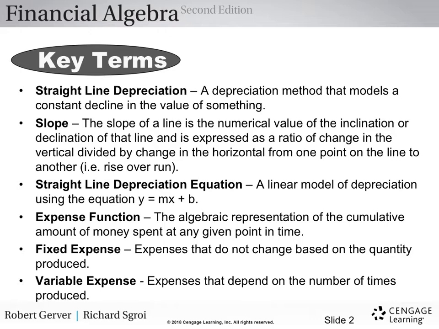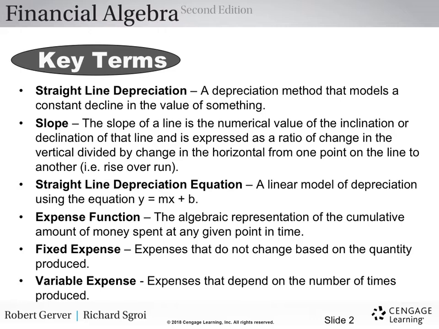The next term is expense function. This is the algebraic representation of the cumulative amount of money spent at any given point in time. The next is fixed expense. This is expenses that do not change based on the quantity produced.